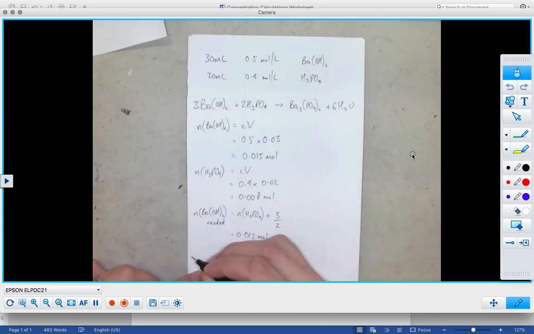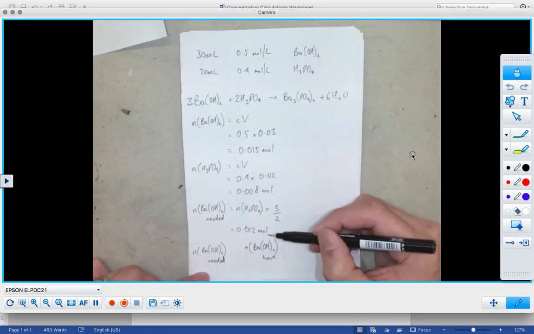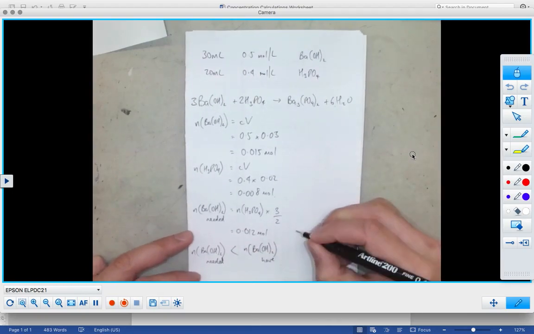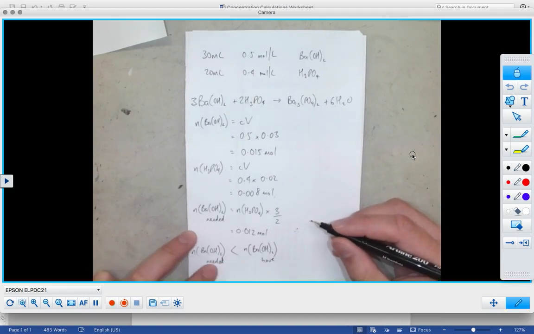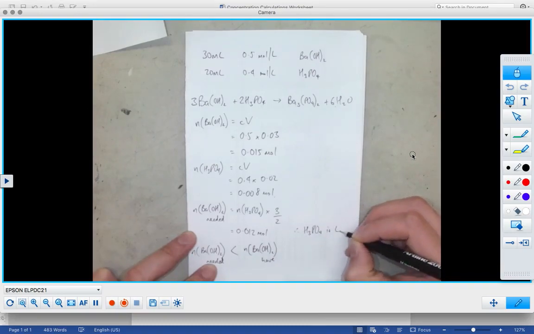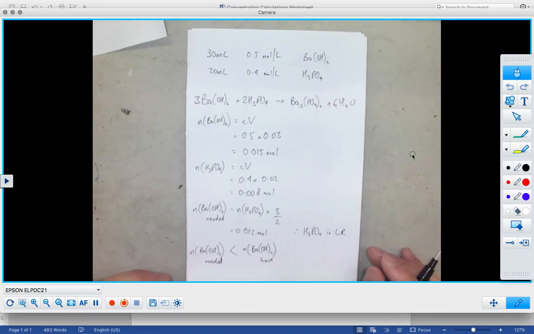So now I can compare the number of moles of barium hydroxide needed compared to the number of moles of barium hydroxide that I have. Which one is larger? This one or this one here? This one here, the number of moles that I have is larger. So therefore, I have more barium hydroxide than I need. Therefore, the other substance, the H3PO4, is the limiting reagent. All right? So we've answered question number 16. H3PO4 is the limiting reagent.